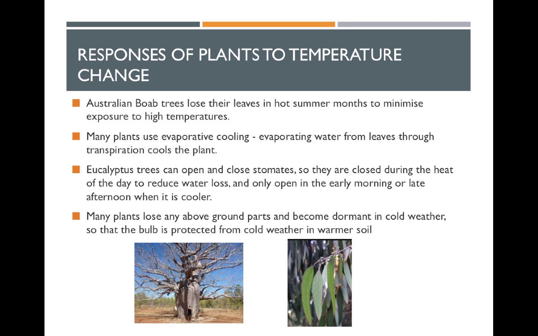Many plants also use evaporative cooling, so that's evaporating the water from the leaves through the transpiration process that we just looked at. That helps cool the plant, which is great, but there is also a downside: if it's hot weather and they're evaporating a lot of water, they're also losing water, and it tends to be when there's not a lot of water around. So only some plants use that process. For others it's a real disadvantage because it just means that they're losing water.